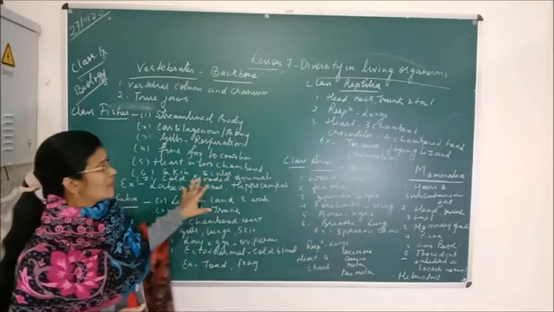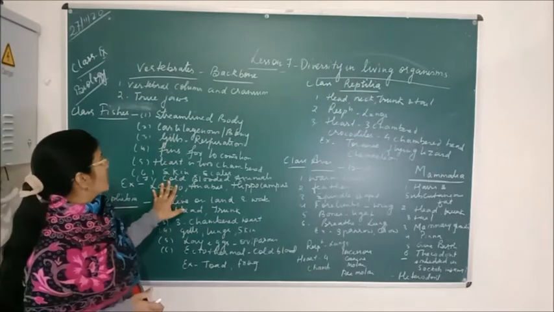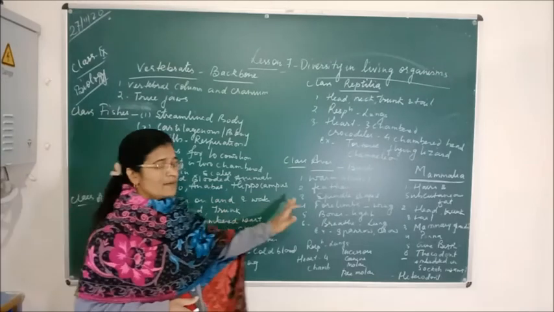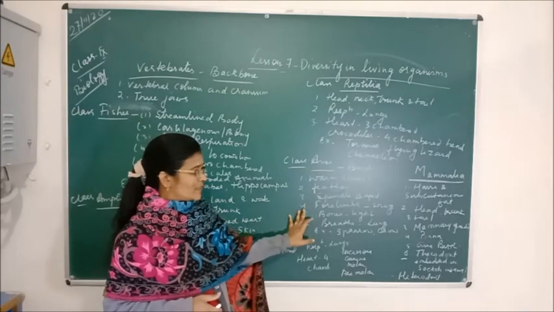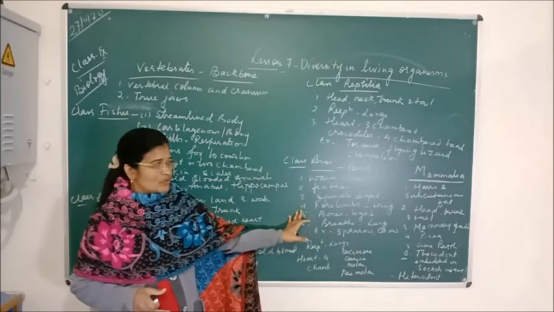So I think you might have understood all the characteristic features of the different classes of vertebrates, that is fishes, amphibians, reptiles, birds and mammals. We have completed this lesson, this chapter, and you do the notes as well as the question answers. Thank you.